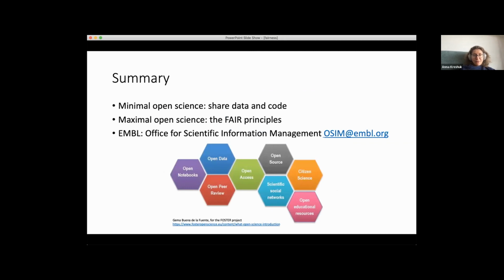To summarize, the minimal open science that everyone has to do, if they want to feel like a decent scientist receiving public money, is to share all the data and code from their published research. The maximal open science is the full obeying of the FAIR principles. EMBL has an Office for Scientific Information Management that can help you do much more and check off all these boxes. And that's all I wanted to talk about today.